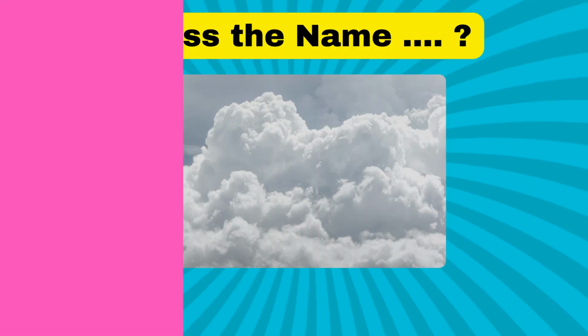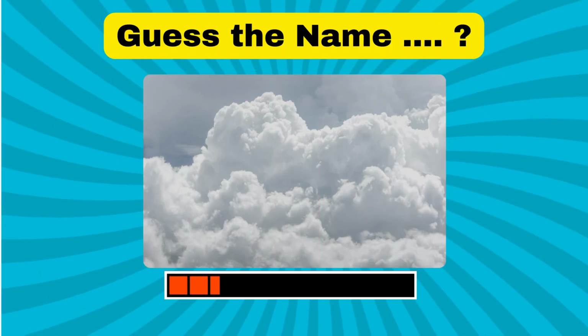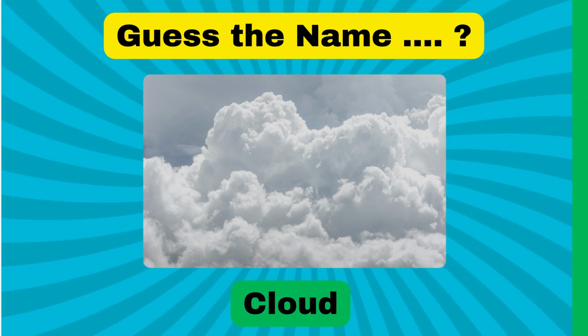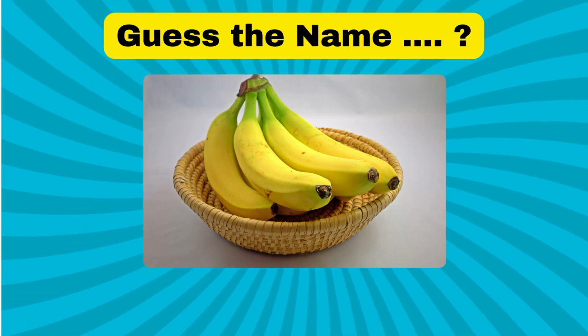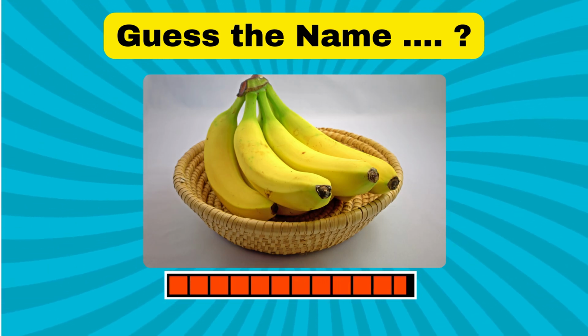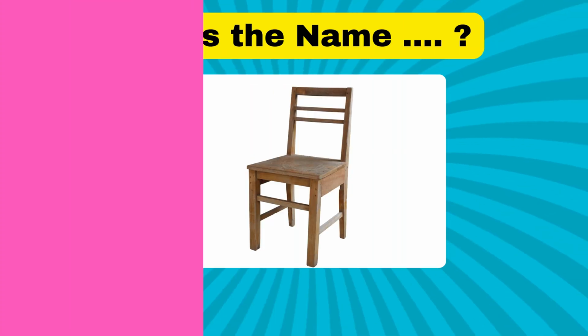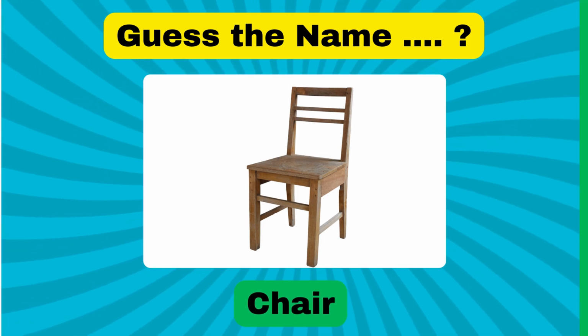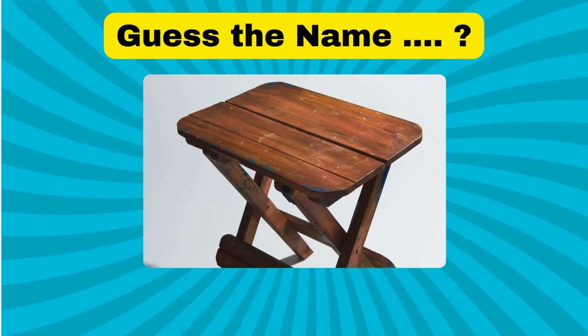What is this? Mountain. What do we call this? Cloud. Guess the name of this thing. Banana. What is this? Chair.